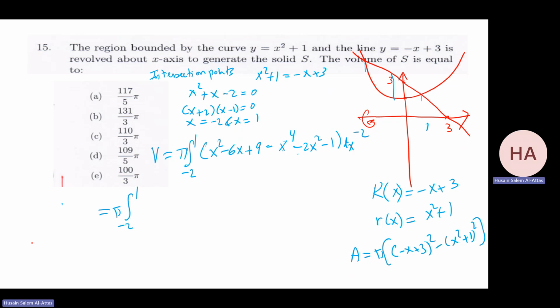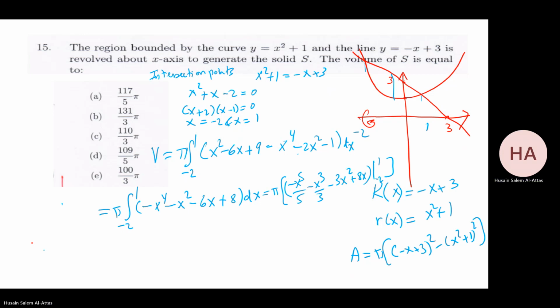Let me rewrite it. I have minus x to the power 4, x squared minus 2x squared minus x squared, minus 6x, 9 minus 1, which is plus 8, dx. Yeah, now it's a matter of calculation. That will be what? Pi times minus x to the power 5 over 5 minus x cubed over 3 minus 3x squared plus 8x, all of this from minus 2 to 1.